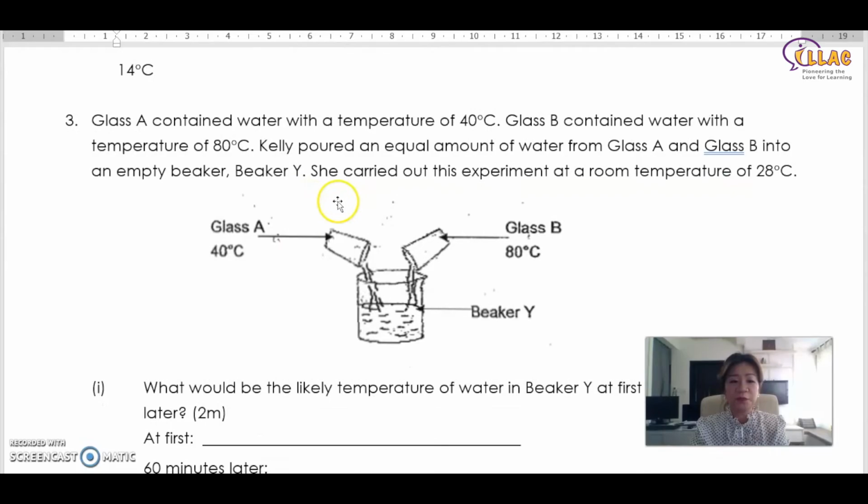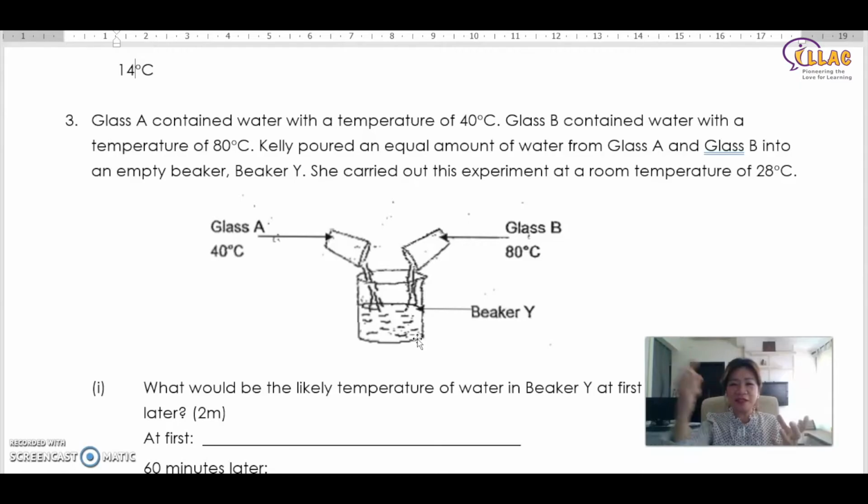So next question. Glass A contained water with a temperature of 40 degrees Celsius. Glass B contained a temperature of 80 degrees Celsius. So very common question, you add two different temperatures of water into one container. What is the final temperature of that water inside? Very simple. It will be in between, right? So 80 is the high one, 40 is the low one. You mix them together, they will meet in between, right? So 80 plus 40, 120 divided by 2, 60. Between 80 and 40, the in-between is 60 degrees Celsius.